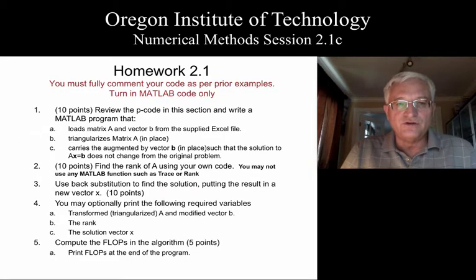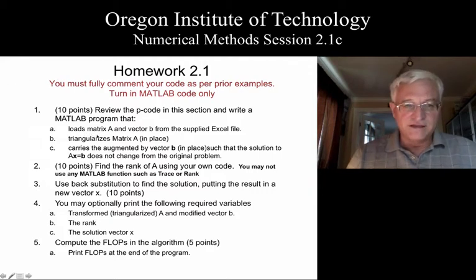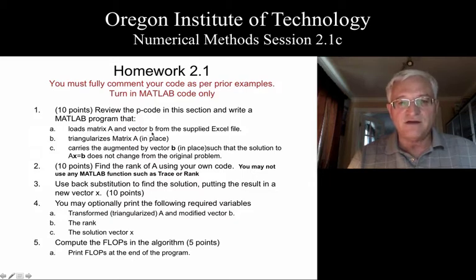What I want you to do is go back to the pseudocode that we just reviewed, and I want you to turn that into a MATLAB program. I'm going to email you an Excel file that has 2 tabs. It's got a tab called A and a tab called B. Well, A contains a matrix of interest and B contains an outcome vector. I want you to load that from the Excel file into MATLAB. I'm also going to give you code to do that in case you don't know how to do that.